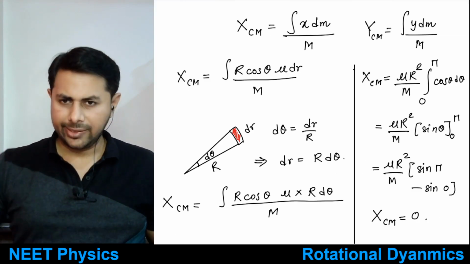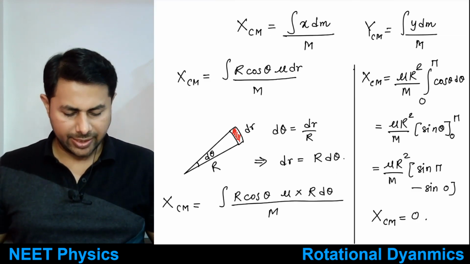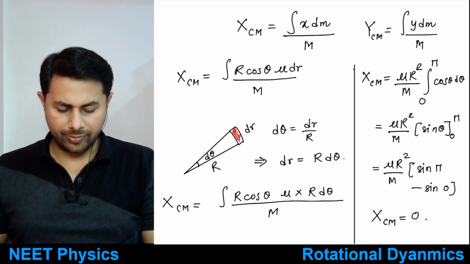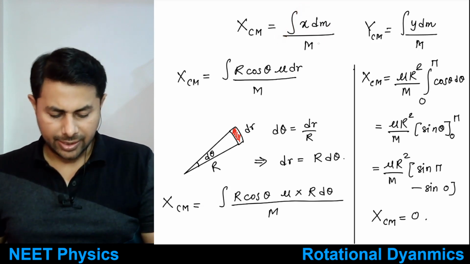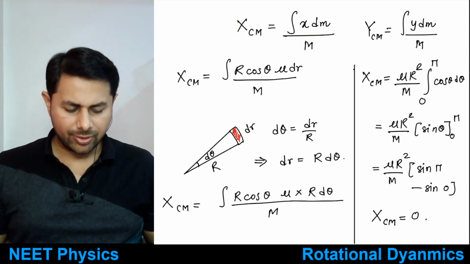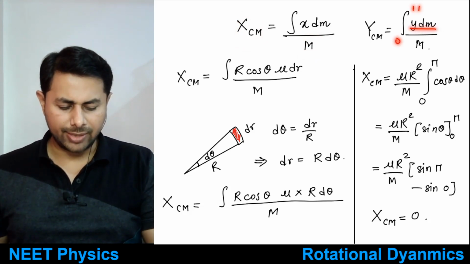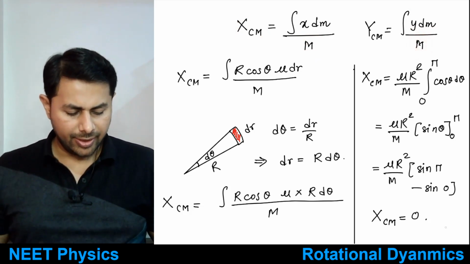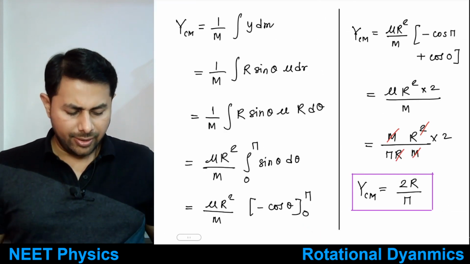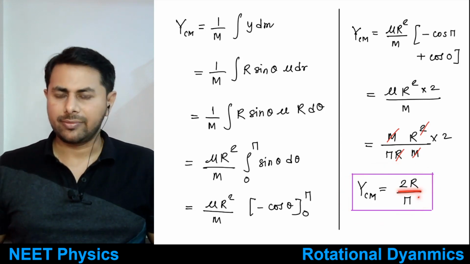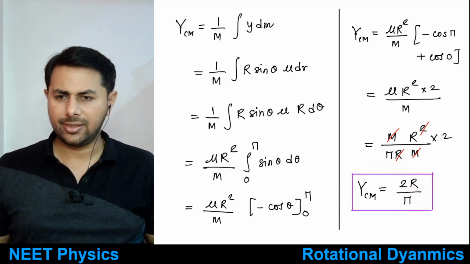So in the same way we find it out, we integrate what? x dm from 0 to pi, and we divide it by m, so we get the x coordinate. In a similar way we find the y coordinate: we integrate y dm from 0 to pi. The angle will change from 0 to pi and we divide it by m. So the x coordinate comes out to be equal to 0. The y coordinate, just remember this, comes out to be equal to 2r by pi. Is this clear?